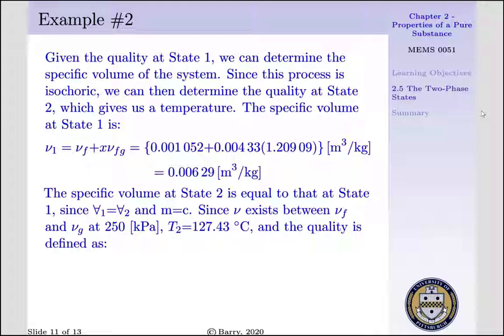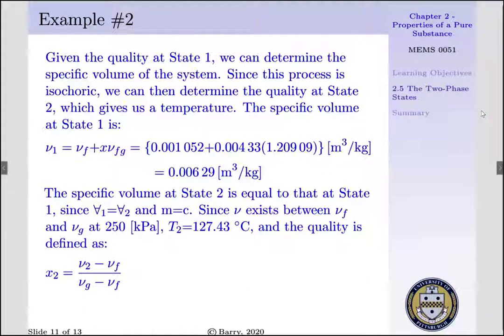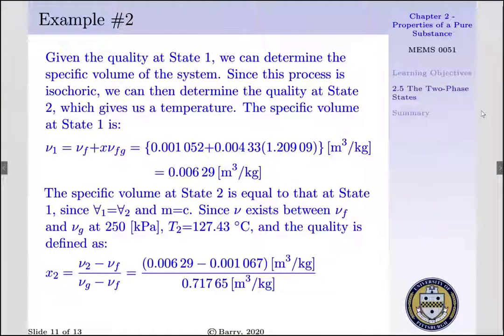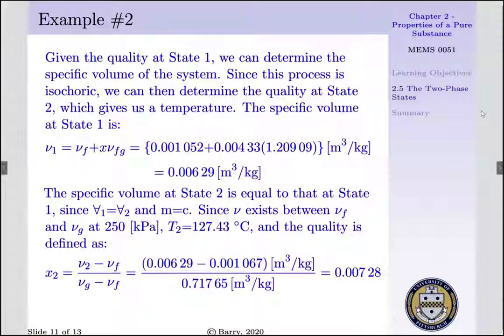And lastly, our quality is found at state 2 by taking nu 2 minus nu sub f per nu g minus nu sub f. And this is 0.00629, which was equal to our specific volume at state 1, less our saturated liquid specific volume corresponding to a pressure of 250 kPa, which is 0.001067, per nu sub fg, taken at 250 kPa, which is 0.71765 meters cubed per kg. Thus, our quality at state 2 has increased to 0.00728, or 0.728%.